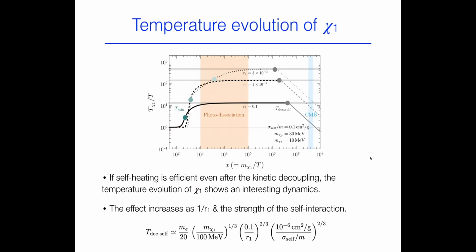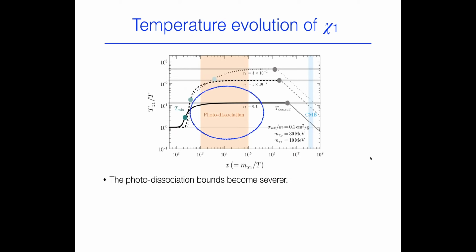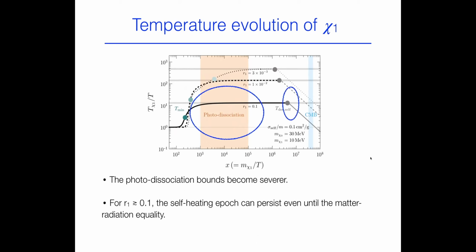If the fraction of light dark matter compared to the total observed relic gets smaller, then the temperature goes up, right? And the effect is also large when the strength of self-interaction is large. And in this case, photodissociation bounds become severe, even when the fraction of light dark matter is 10% or below. And if the fraction of light dark matter is around 10% or slightly larger, then the self-heating epoch can persist even until matter-radiation equality, which affects the structure formation.